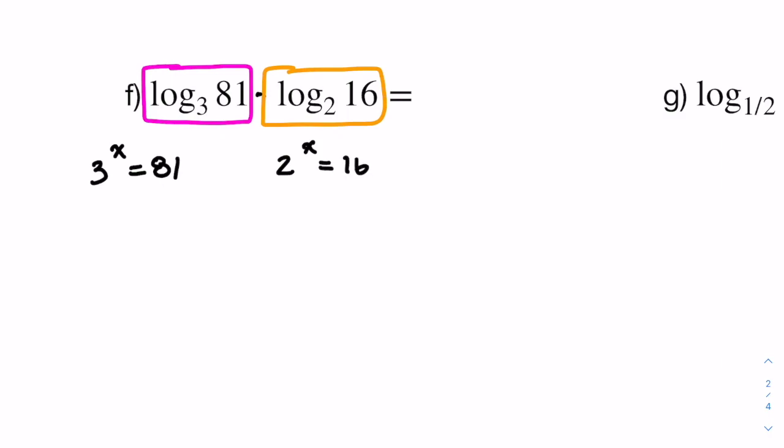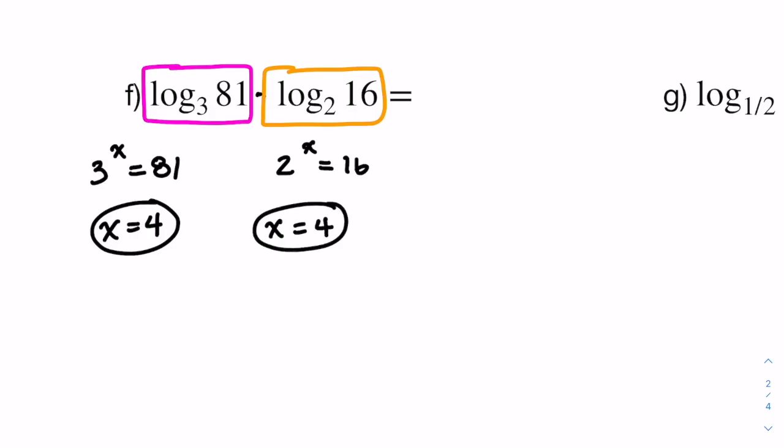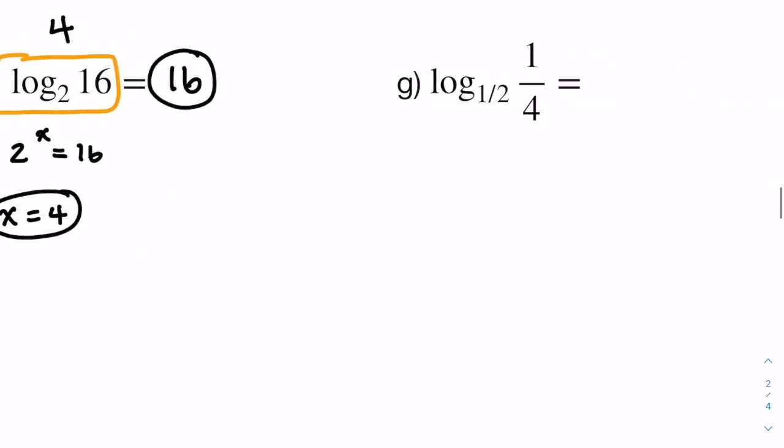So I hope you're seeing that knowing your exponents very well is going to serve you best in this log thinking, because you need to know your powers decently. I mean, not perfect, but decently. And this one will end up being 4. 3 to the 4th power is 81. This one is also 4. And so this is just another way of saying what is 4 times 4, 16. Yay.